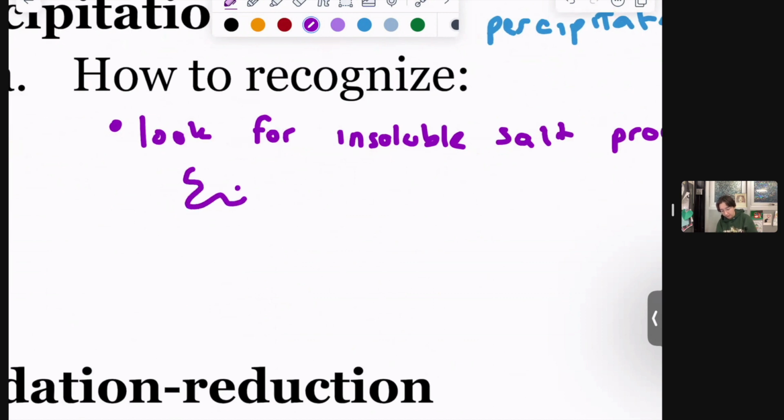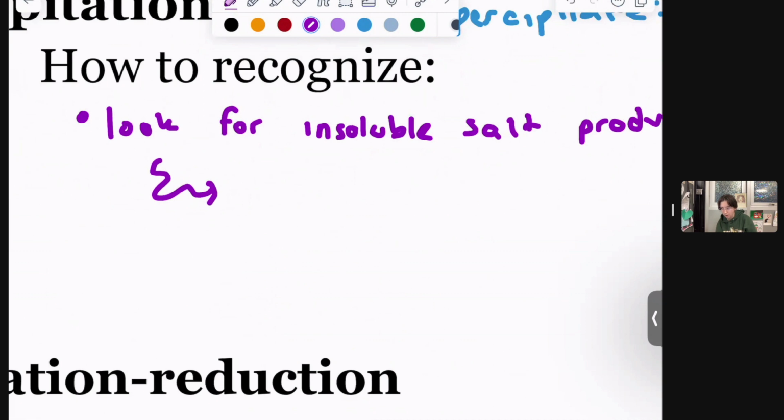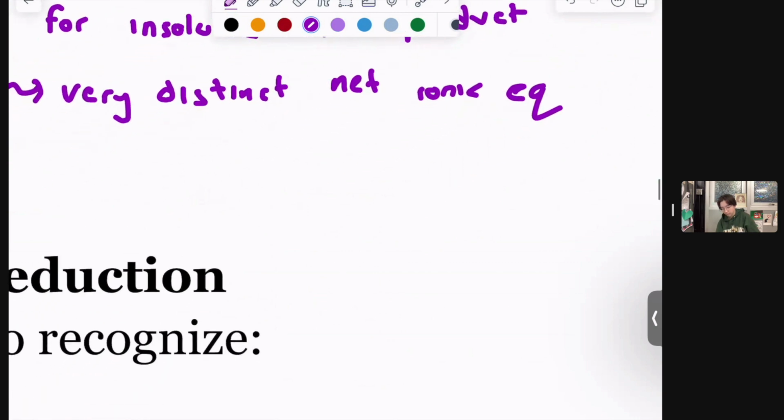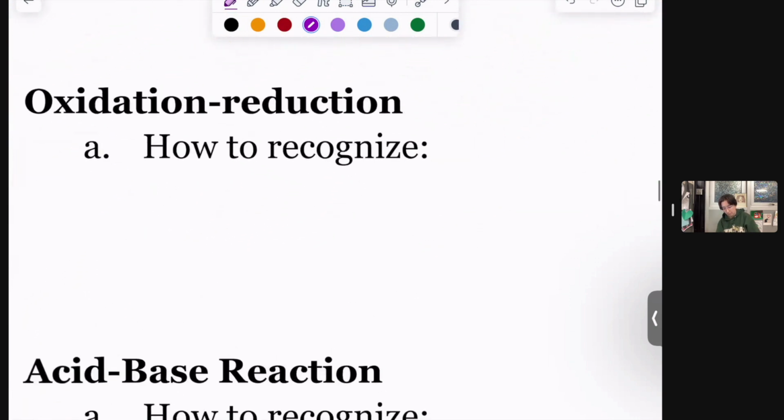We'll learn about net ionics in class tomorrow, whenever you're watching this. So they also have a very distinct net ionic. We'll see that in class as well, and with a lab that we're going to do next week.